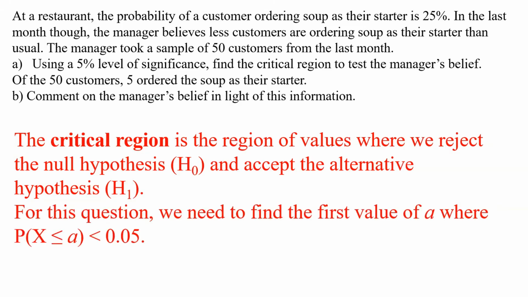So for this question, we need to find the first value of a, where the probability that X is less than or equal to a is less than 0.05. This is 0.05 here because we have a 5% level of significance, so the probability needs to be less than this, and it's less than or equal to a because the manager believes the probability has gone down. So we need to look for when X is less than or equal to a certain value.